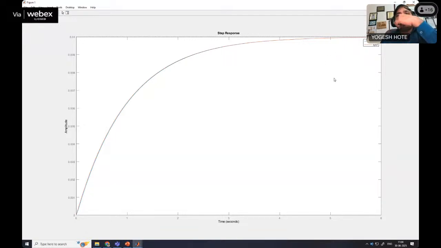Sir, when we are removing the dominant pole, should we make the steady state gain equal in both cases, or the DC gain equal? Is there any difference between steady state gain and DC gain? Same thing. Okay, sir. Same thing.